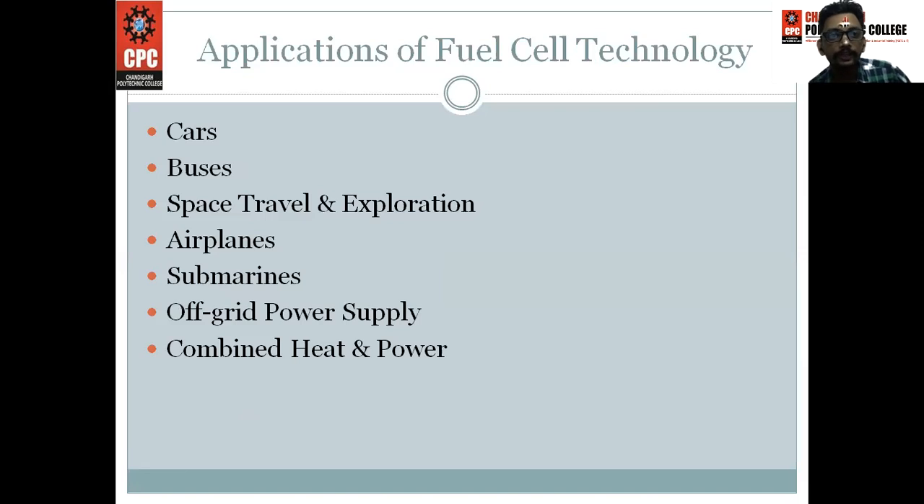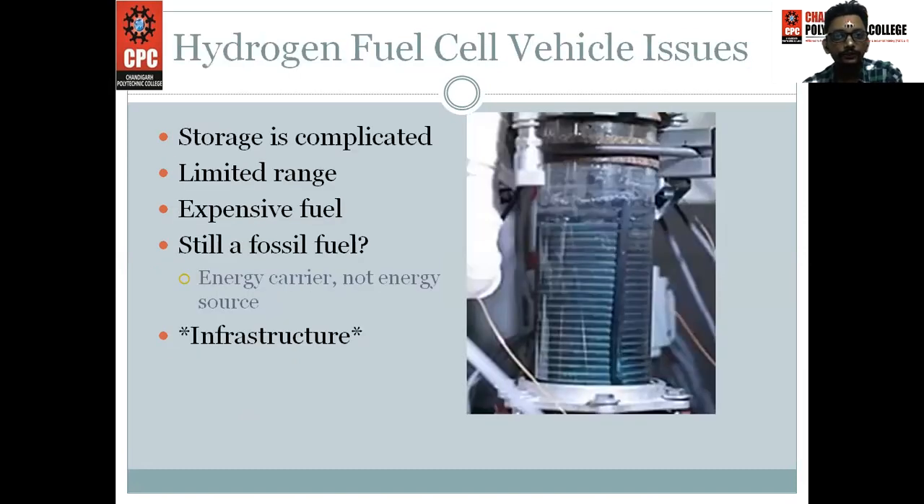In the next slide, we have covered applications of fuel cell technology. The fuel cell technology is applicable to cars, buses, space travel and exploration, airplanes, submarines, off-grid power supply, and combined heat and power. Hydrogen fuel cell vehicle issues.